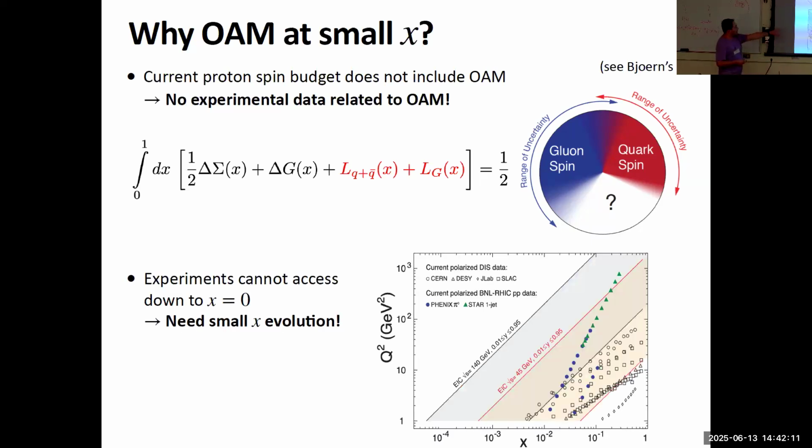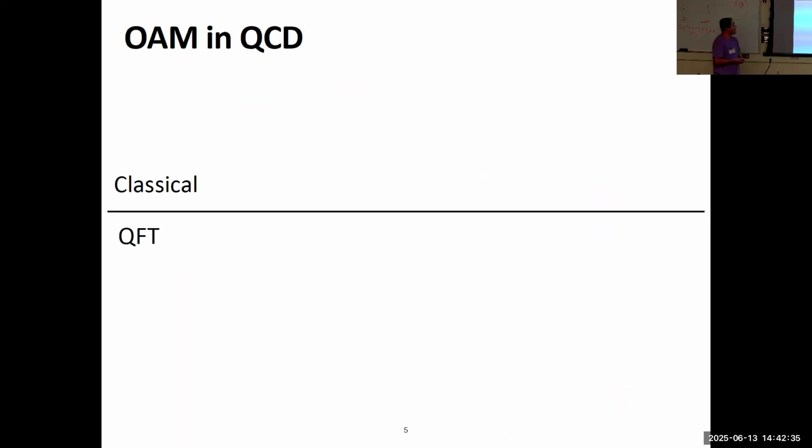So that's why OAM. Now, of course, most of you know at small x, because x is proportional to 1 over energy, you can't probe all the way down to x equals 0. So of course, we need small x evolution to tell us what's happening there. I've just put the plot of polarized measurements, and we can see EIC will give us better coverage, but of course, you can just keep going in x. So we need a good handle on what's going on down at small x.